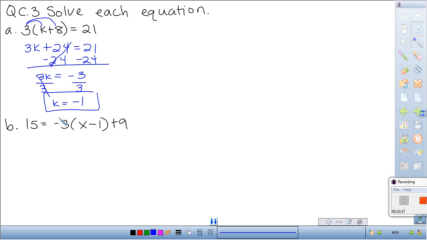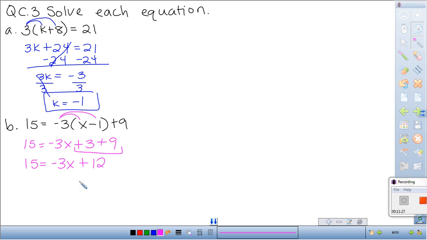Again, we have to distribute first, or I'll bring down my 15 first, and my equals. Negative 3 times x is negative 3x. Negative 3 times negative 1 is plus 3, plus 9. But now look, we can still combine like terms before we do anything else. Make sure that your equation's in simplest form before you start adding things to both sides and subtracting things from both sides, multiplying and dividing. Make sure it's in simplest form first so we can combine like terms before we do all that adding and subtracting. So bring down the 15 equals, bring down the negative 3x. 3 plus 9 is 12, so plus 12.